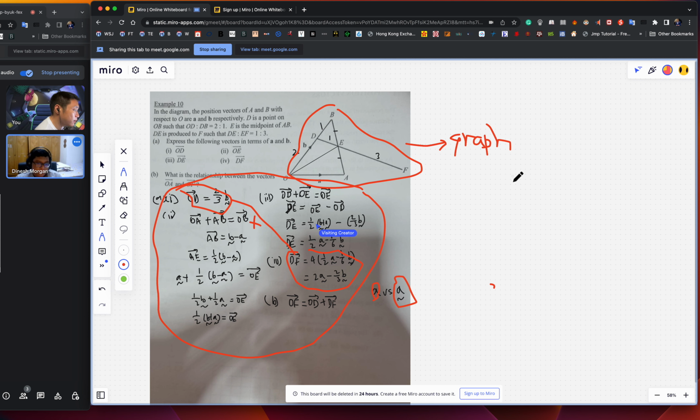Okay, never mind, focus. Come back to part B. Maybe later, after the second half of the lesson, I will show you what I mean by solving graphically.